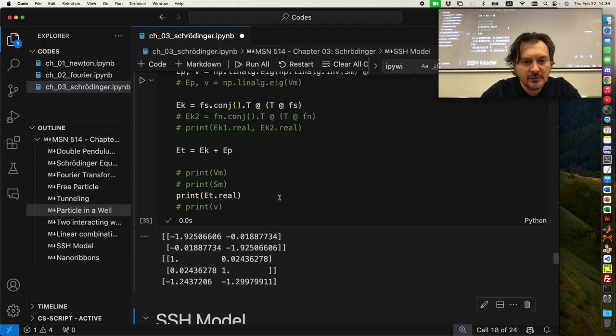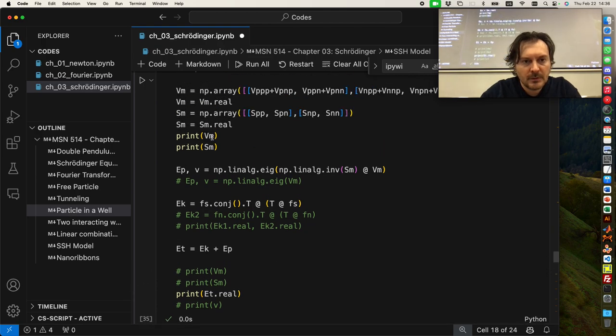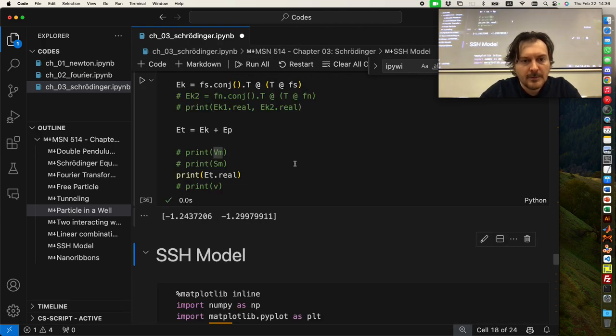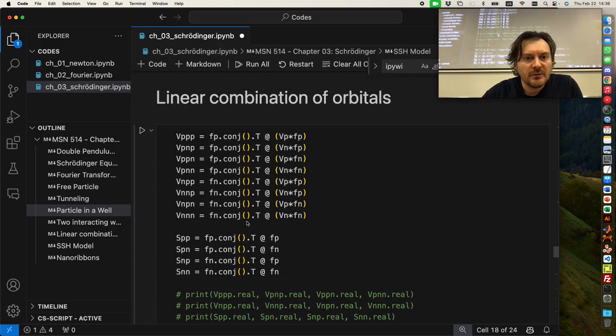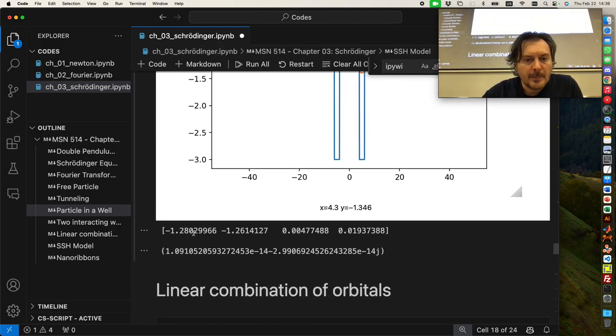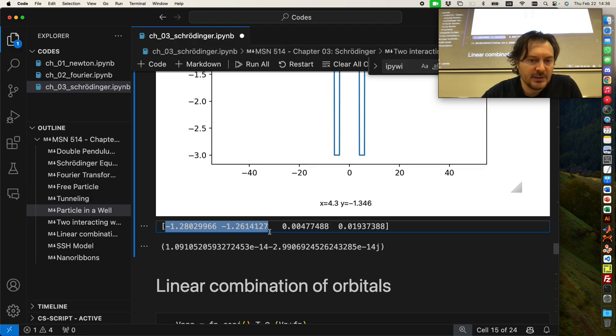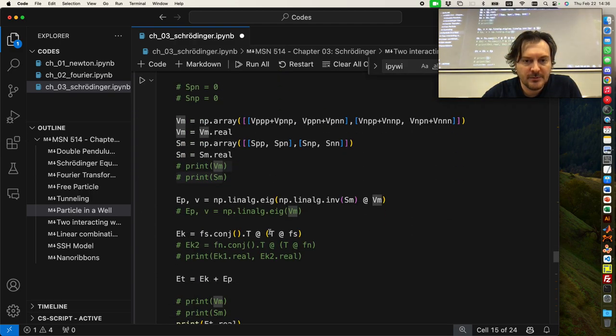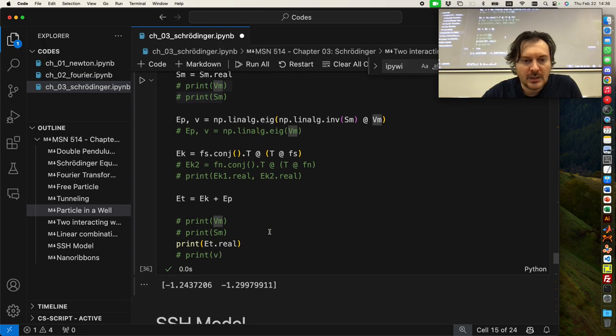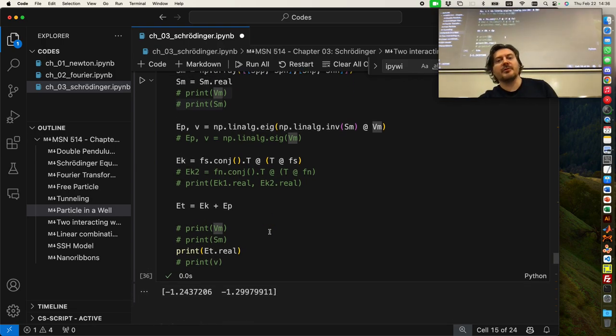Did we print the total energy or not? Let me remove this. Yeah. So the total energies come out as minus 124 and minus 129. So let's compare it with this one. Not too bad. Not exactly right, but also not too bad. I hope I didn't make any mistakes here. But do you see that this approximation of writing functions as their sums seems to be working?